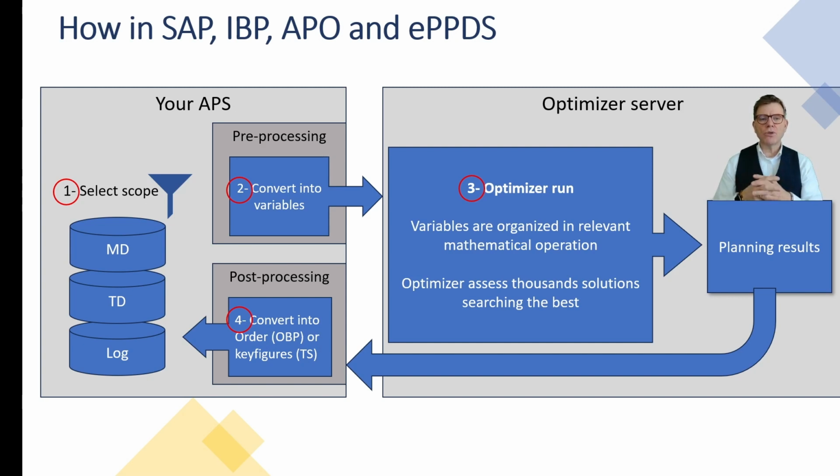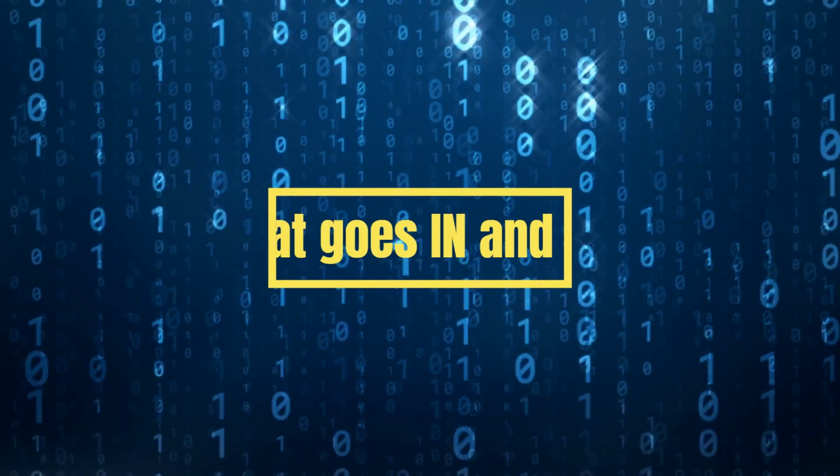The main contribution of the APS on the very left here is to provide master data, MD here, and transactional data, and the planning result here is returned into transactional data and log on the left side.